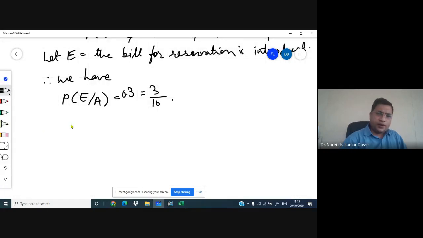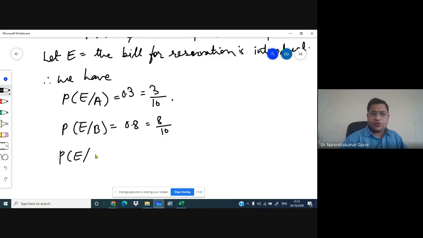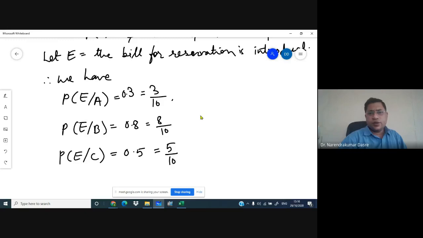Next, the probability that the bill will be introduced when B becomes minister is 0.8, so it is going to be 8 by 10. And the probability that the bill will be introduced when C becomes minister is 0.5, so it will be 0.5 by 10. So you can have these probabilities.